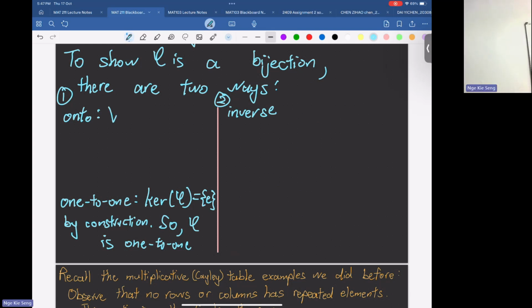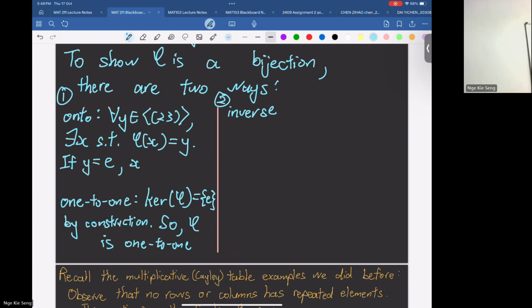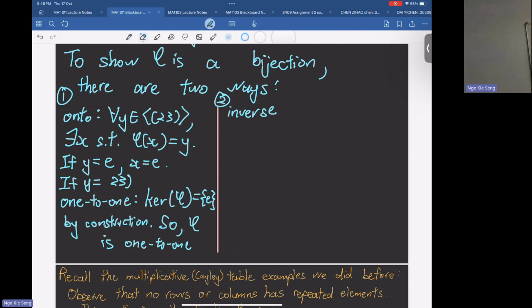Onto is what? For every y inside the codomain, we need to find an x such that phi of x equals y. How many possibilities for y? 2, right? If y equals identity, what's the pre-image? Identity. If y equals the transposition (2,3), what's the pre-image? (1,2). That's all. Okay, now we are checking by brute force.